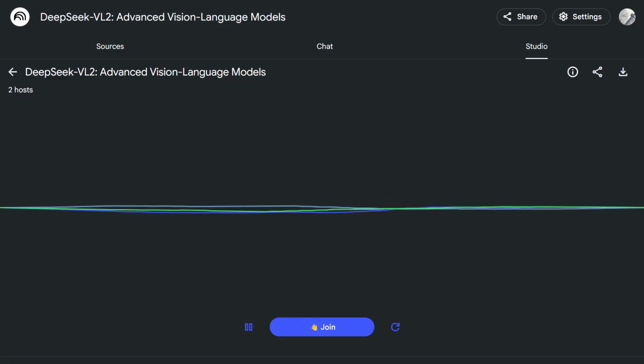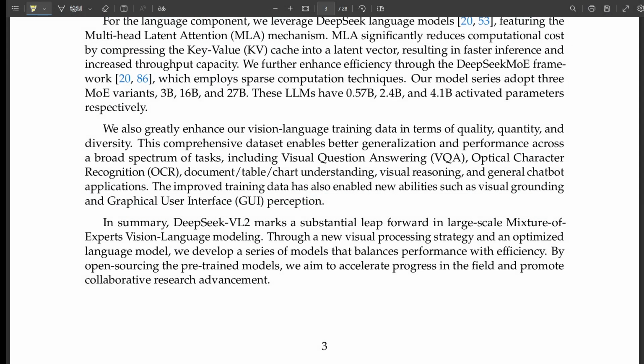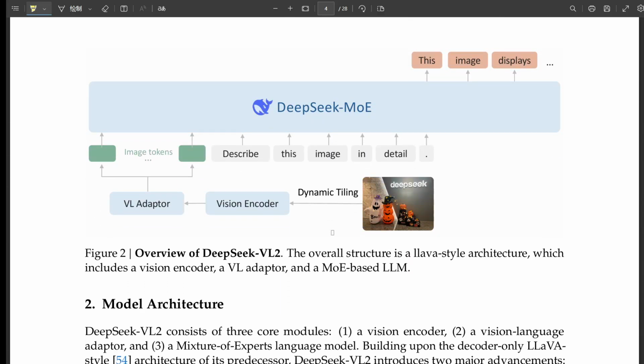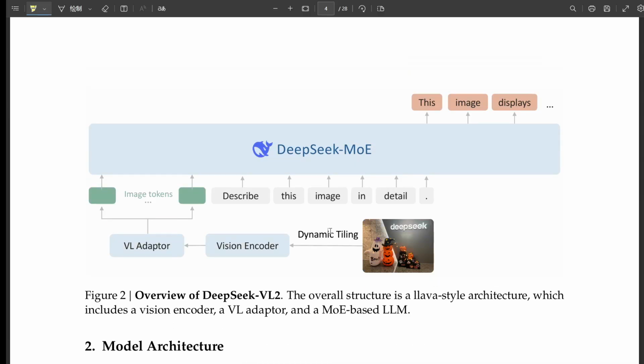So, what makes DeepSeek-VL2 stand out? Well, it really pushes the boundaries of what VLMs can do. Right, it's not just processing images and text separately. It's about understanding them together. It combines language processing and visual understanding. Exactly. It's a big step up.